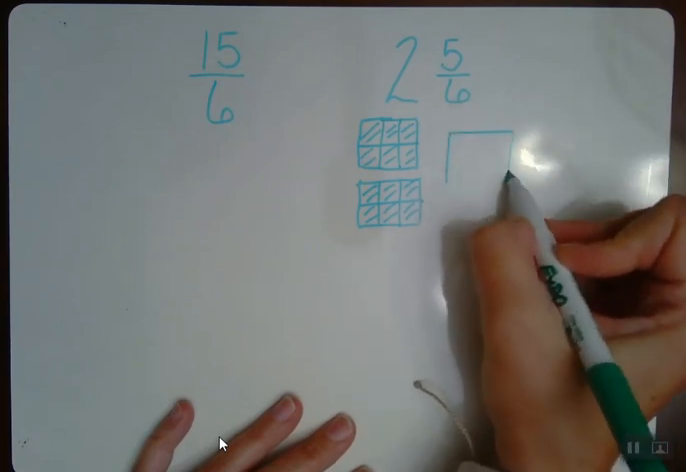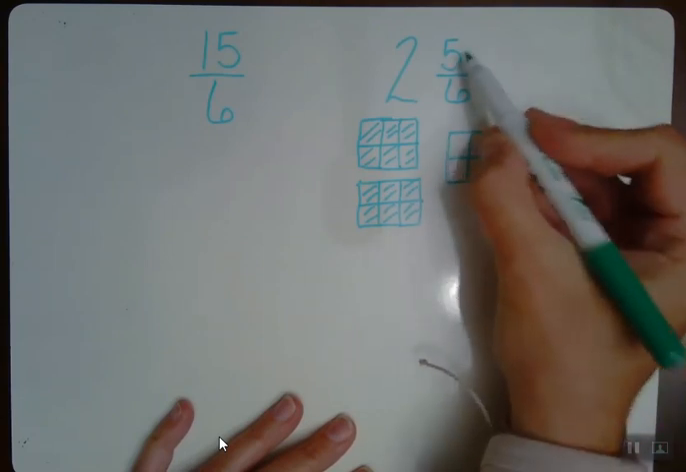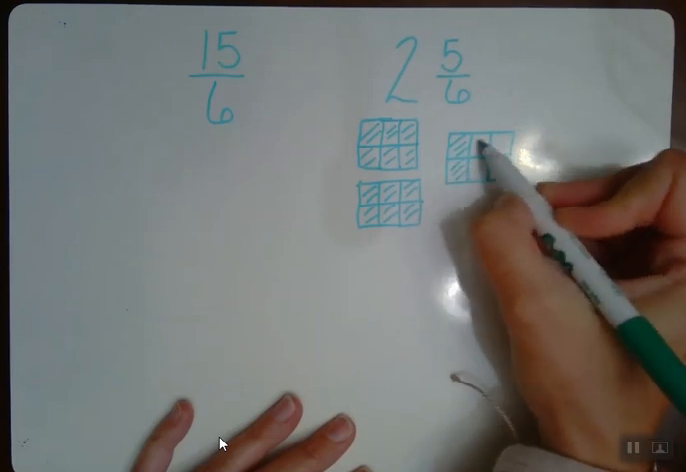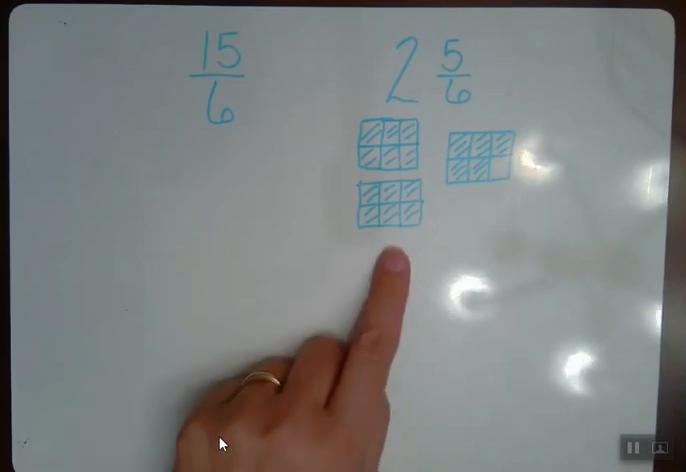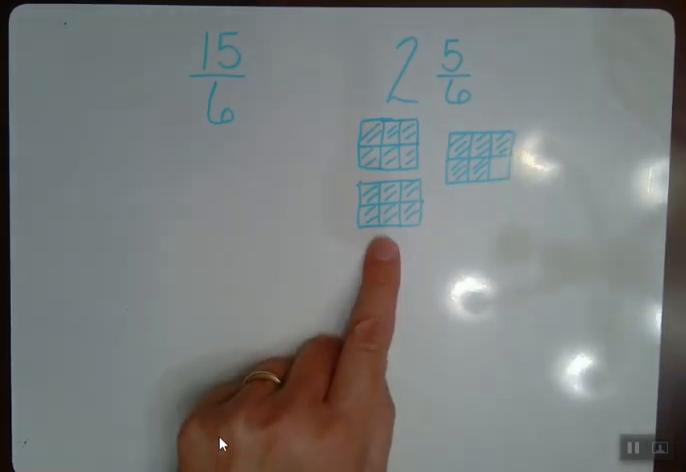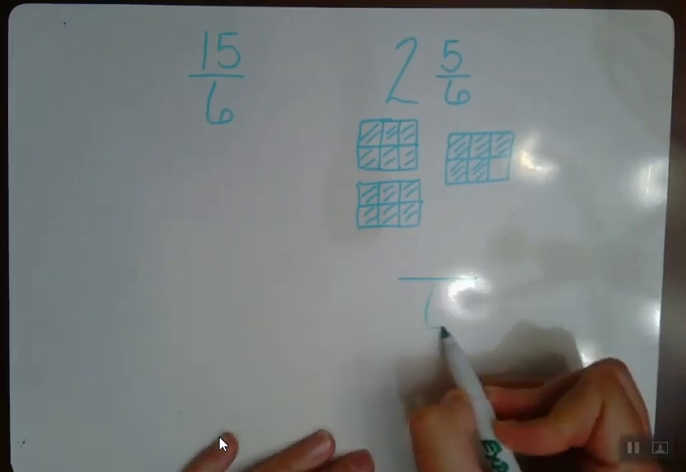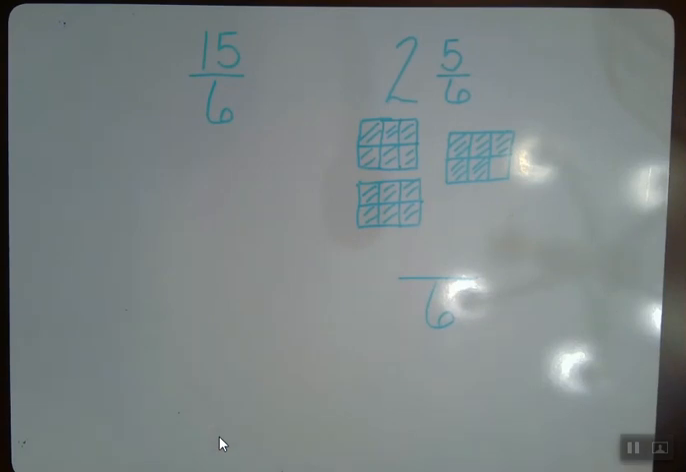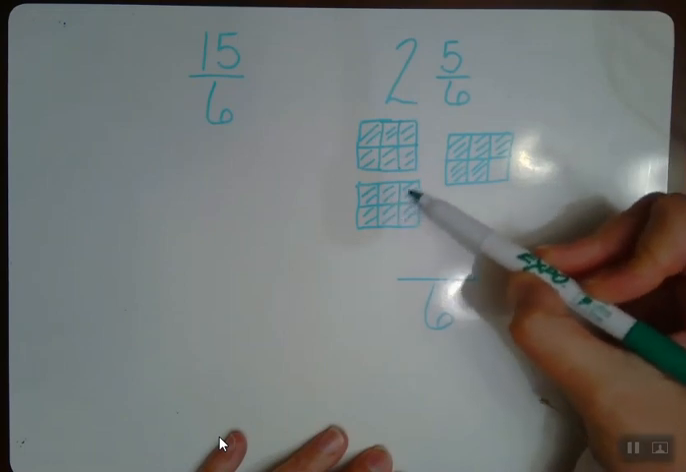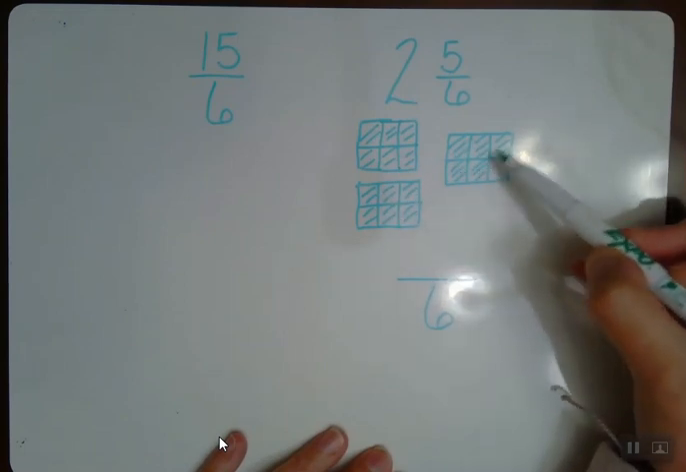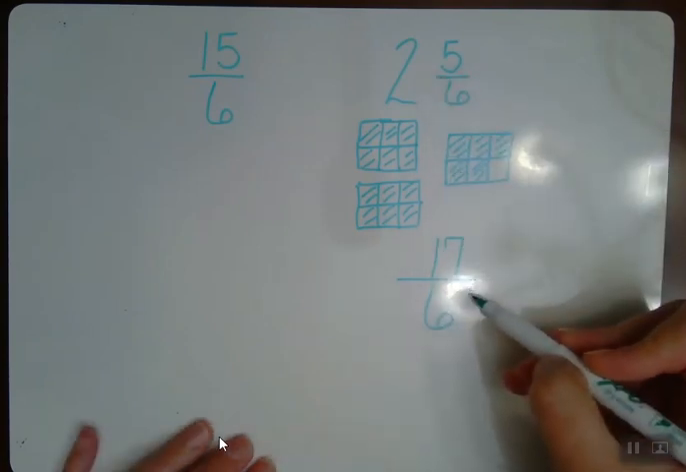So I'm going to draw a third model, still split into 6, but this time I'm going to shade in 5 of those 6 parts. Now I can count how many spaces are shaded in for my improper fraction. So I'm still working with a model of 6ths, so I keep my denominator the same. And I have 1, 2, 3, 4, 5, 6, 7, 8, 9, 10, 11, 12, 13, 14, 15, 16, 17. That means that 2 and 5/6 is equal to 17/6.